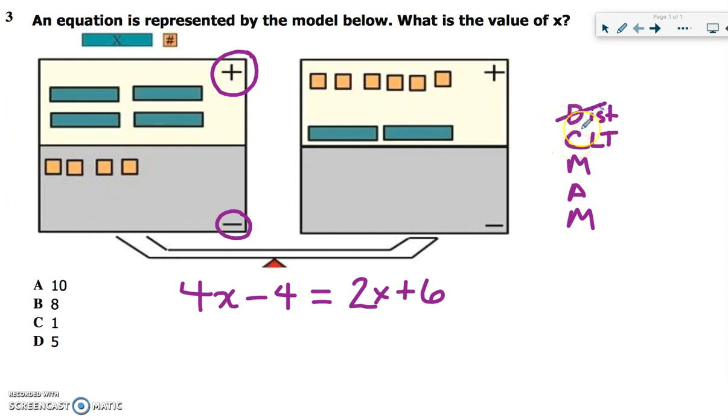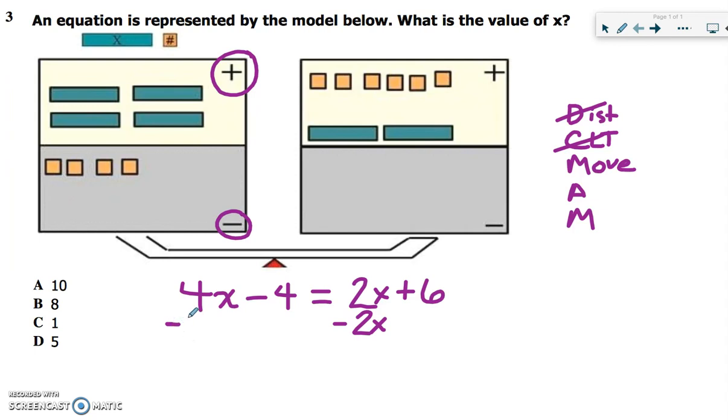So we can cross off the distribution, cross off combining like terms. Neither of those is needed. So now M, the first one, stands for move some things around. We've got to move all of our x terms to one side and all of our constant terms to the other side, so we can get x by itself. Now, I always tell you, move the little guy. It makes it easier, and you should end up with a positive variable term. That should make it a little bit easier as well.